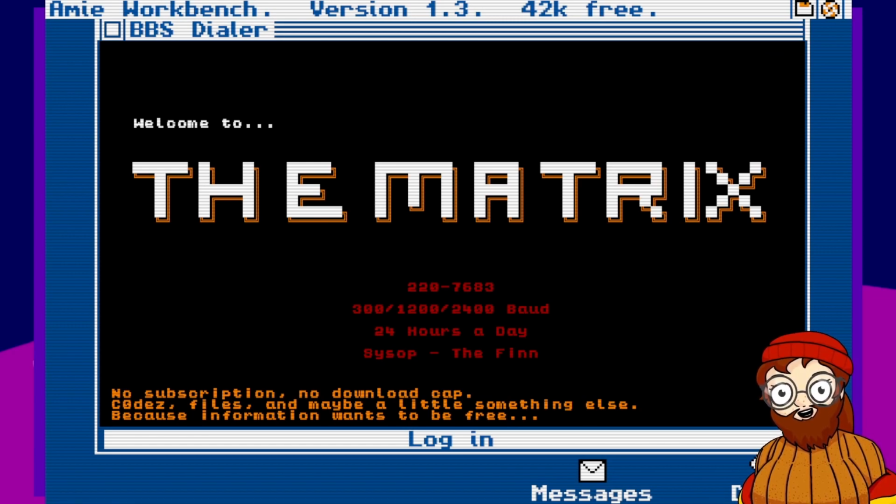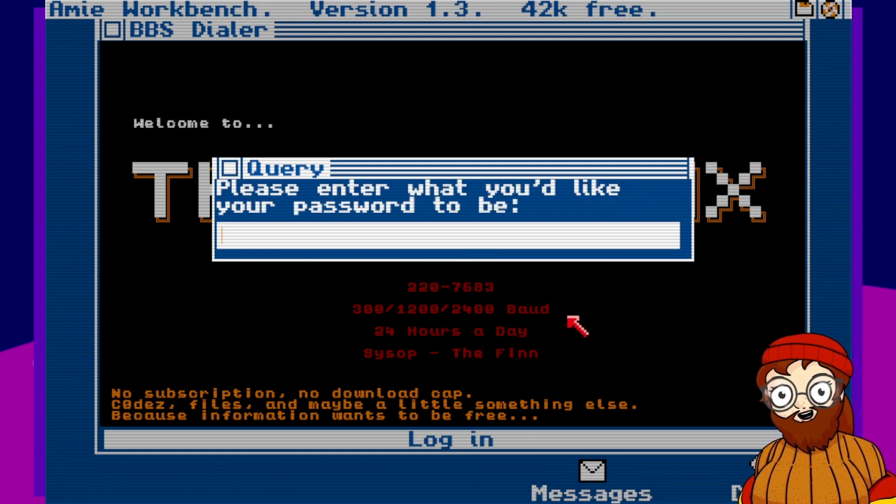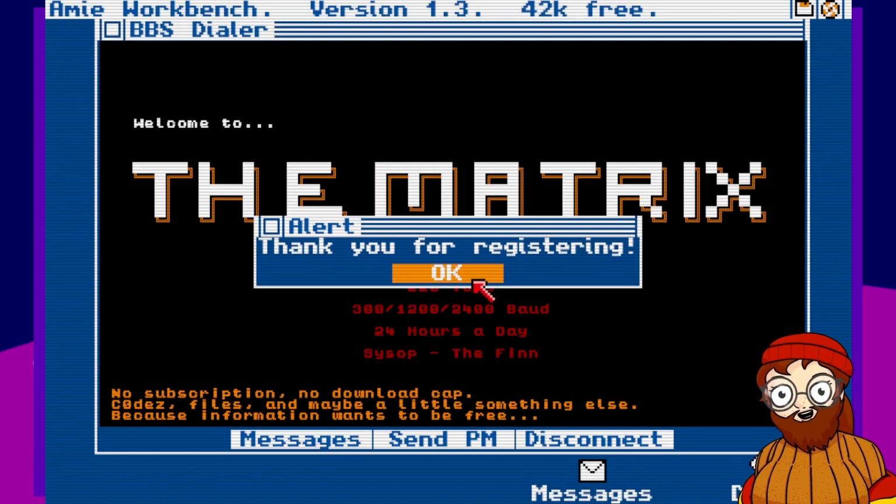Welcome to the Matrix. Nice. The Fin. No subscription, no download cap. Codes, files, and maybe a little something else, because information wants to be free. Please enter a new password, or say new. And that will be password. Thank you for registering.